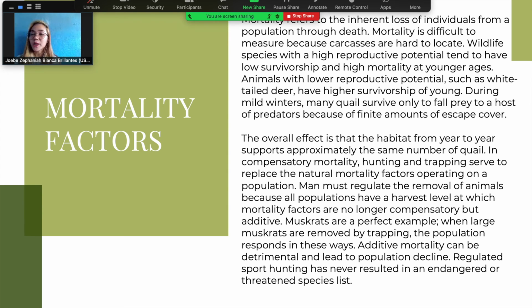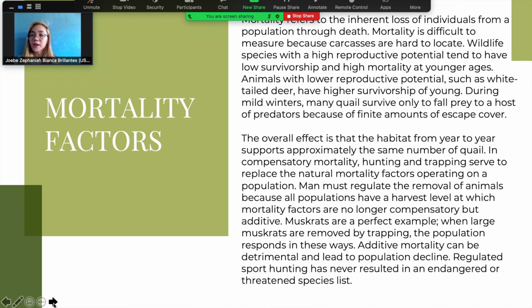During mild winters, many quail survive only to fall prey to a host of predators because of finite amounts of escape cover. The overall effect is that the habitat from year to year supports approximately the same number of quail. In compensatory mortality, hunting and trapping serve to replace the natural mortality factors. Operating on a population, man must regulate the removal of animals because there is a harvest level at which mortality factors are no longer compensatory but additive.